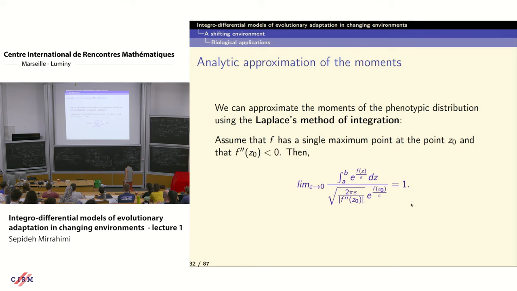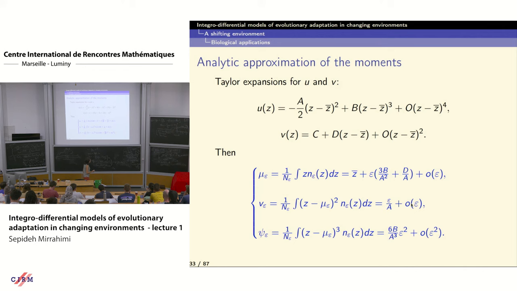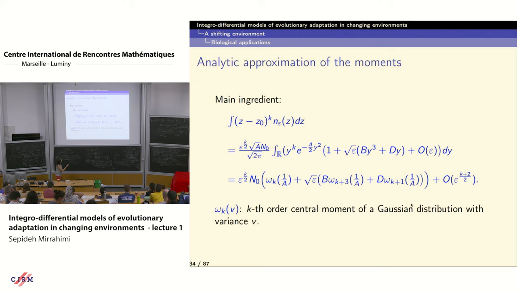So this is the main ingredient. Then, using this formula and assuming that we have these correctors and some Taylor expansions for u and v at the maximum point, which is the point z bar here, we can obtain some estimates of our moments in terms of a, b, c, and d. And of course, here in our particular example, we can compute exactly what these a, b, c, and d are in terms of the parameters of the model. Okay, so this is just how we compute things. But the main idea is this Laplace method of integration.